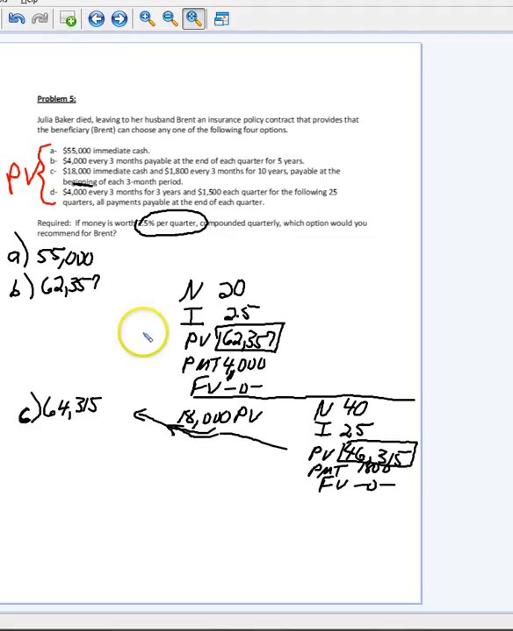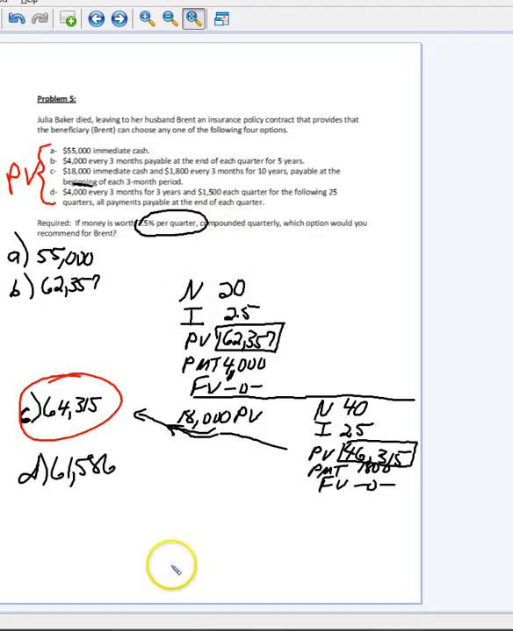Okay, let's go back. On D, we said the present value of all of that was 61,586. So which option should he choose? C, the one with the most money. Okay? All right. Again, the solutions to the other remaining homework are posted for your viewing.